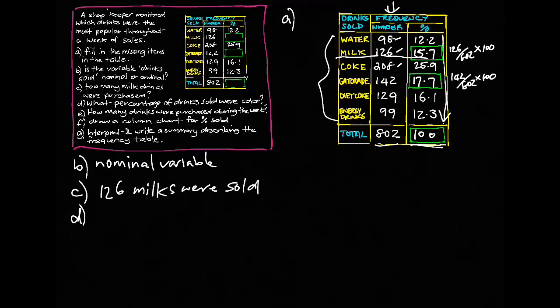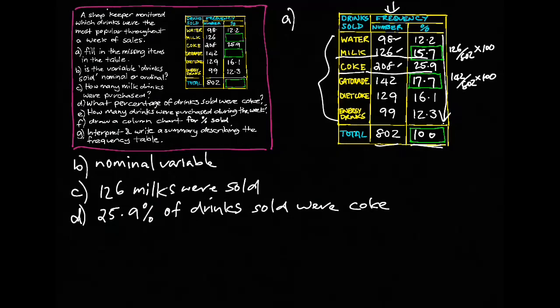Okay, part D, what percentage of drinks sold were Coke? So we go ahead and we look at Coke in the table. And this time they've asked for the percentage, so 25.9% of drinks sold were Coke. Okay, so part E, how many drinks were purchased during the week? So that's easy, that's just this value here. So 802 drinks were sold or purchased.